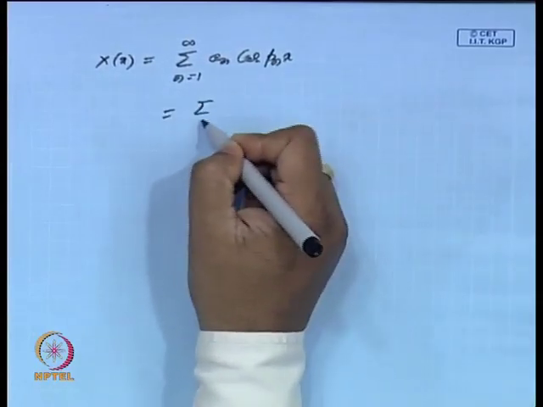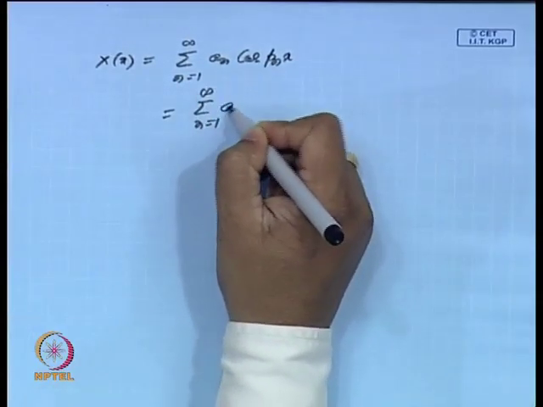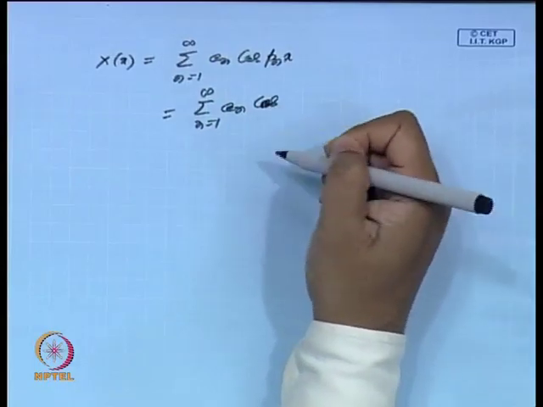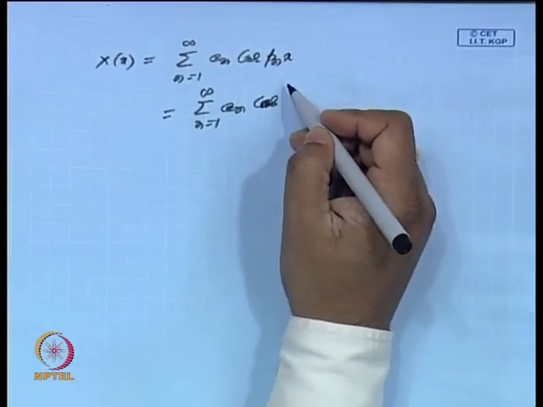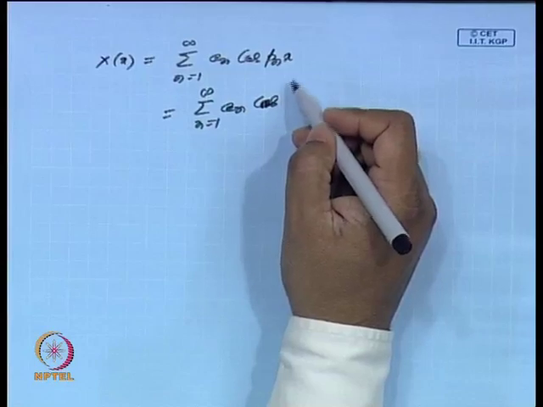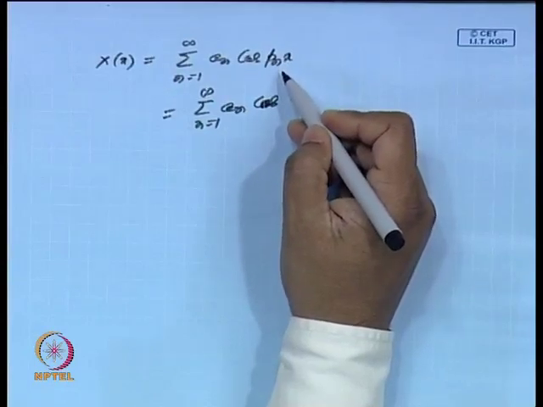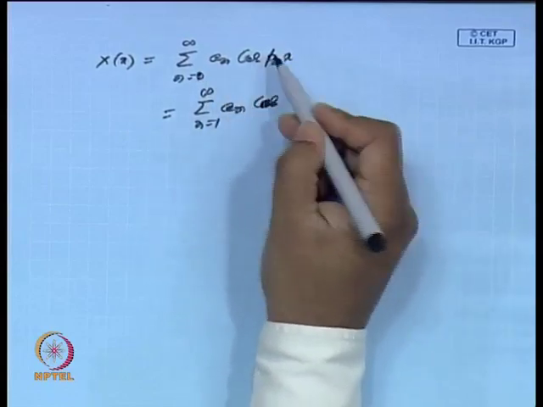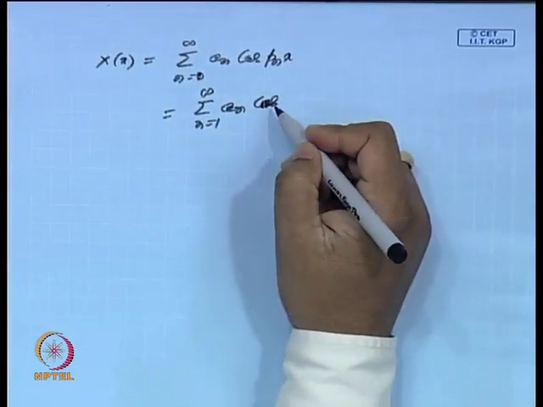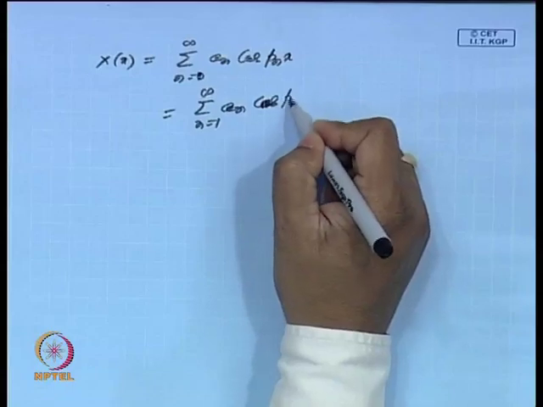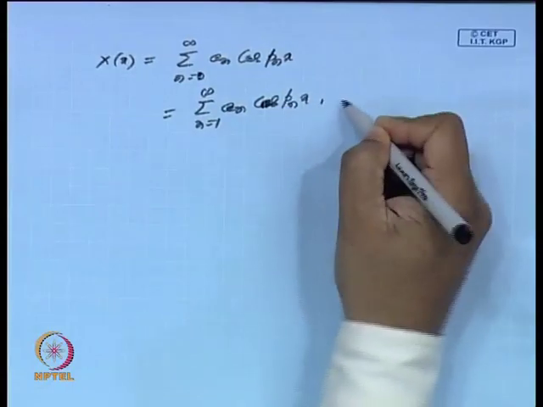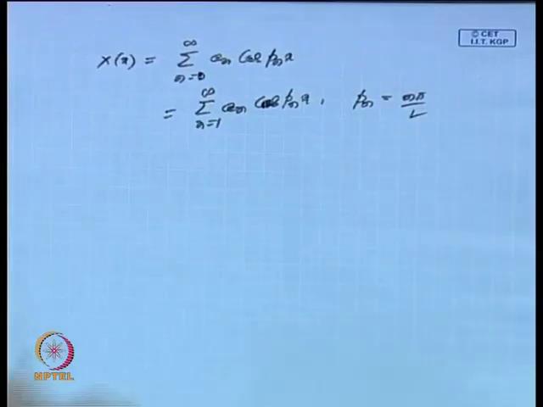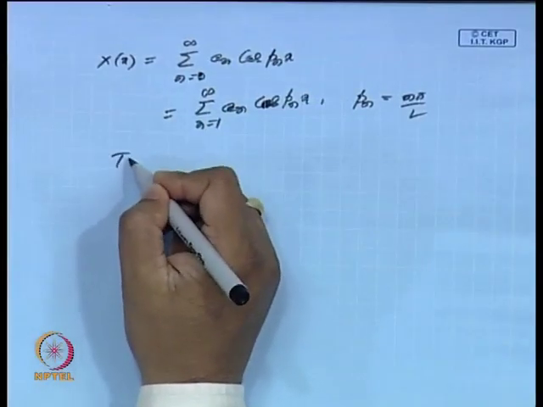So, that gives me sigma n = 1 to infinity a_n cos, in fact I can also take a_0, because n = 0 I can take, because that will give me a constant also. So, n = 0 to infinity a_n cos p_n x, where p_n is n pi by L. Then what will happen to the T(t)?